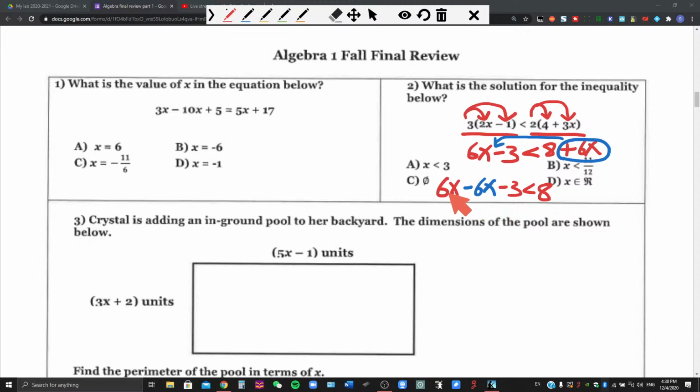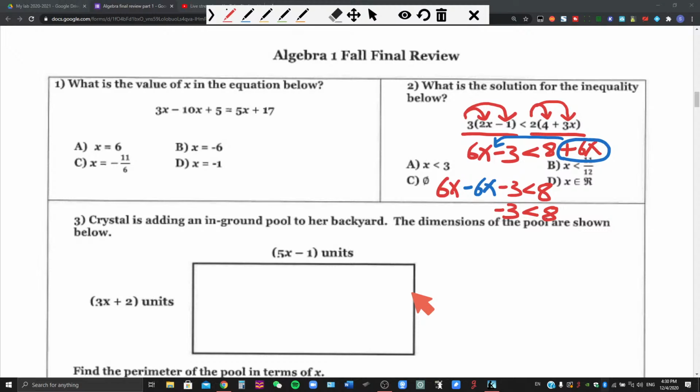Now what we have is 6x subtract 6x. They will just cancel each other, so this will be just 0. Then we have just negative 3 is less than 8. So we are left with this inequality. Let's check. Is there a solution, or how many solutions does it have?